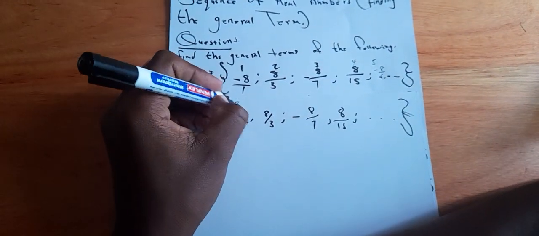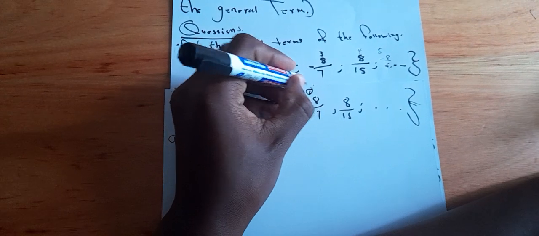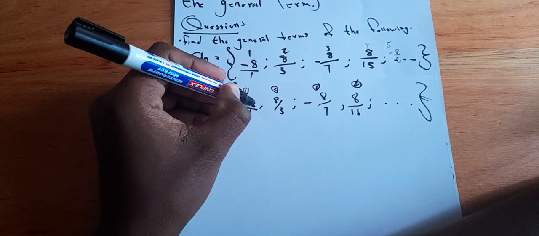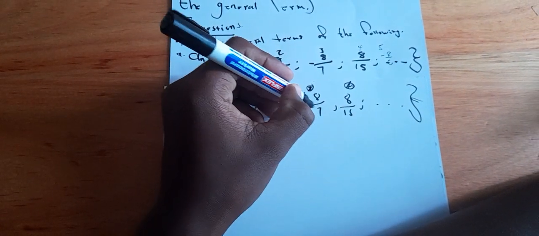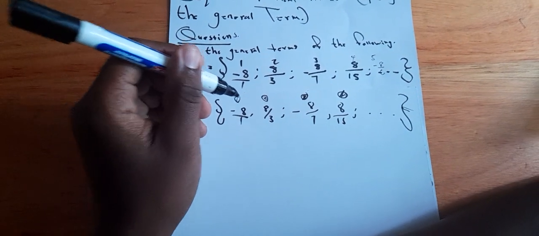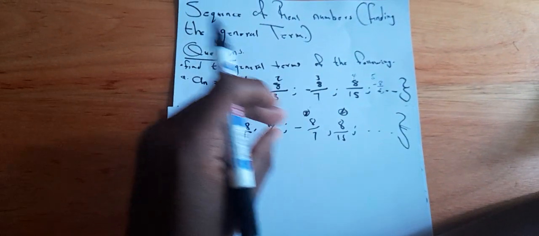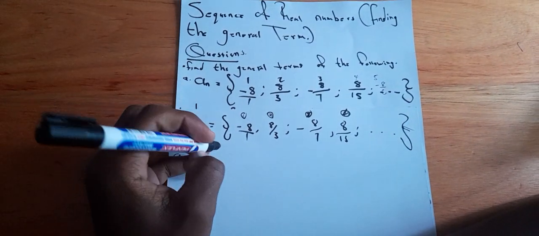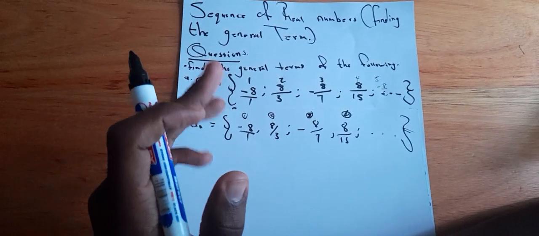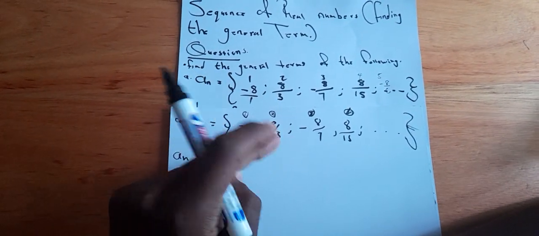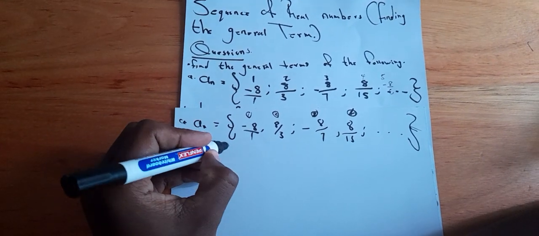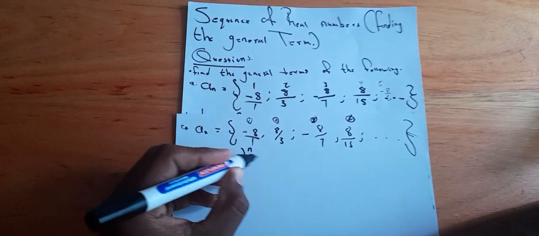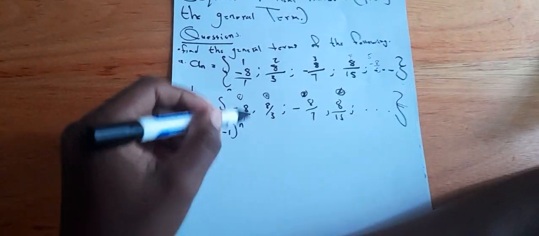So now I see that I have first term, second term, third, and fourth. On the first term I have a negative number, and on the third term I have a negative number, which tells me that on the set of odd numbers I will have negative numbers. Whenever you have alternating signs where the first term is negative, you will have minus 1 to the power of n. This minus 1 to the power of n will accommodate each and every term.